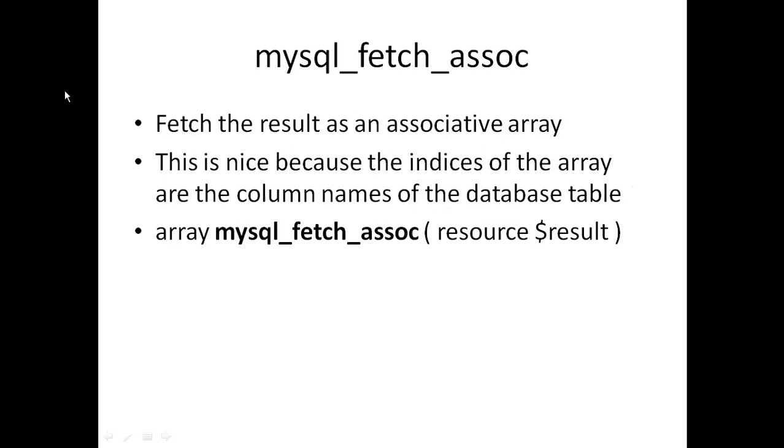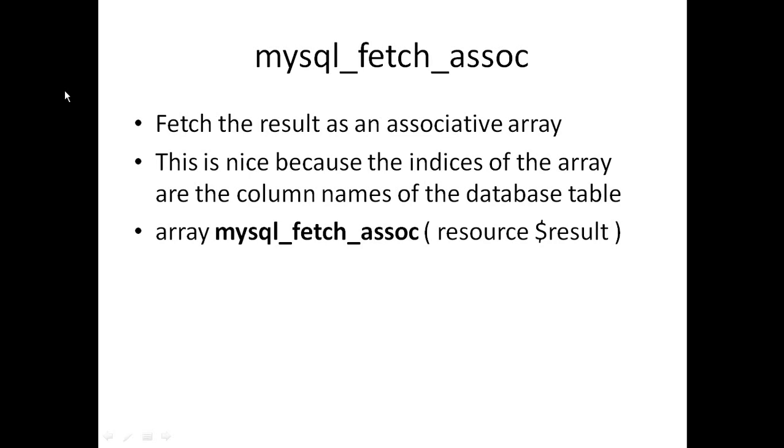You also have mysql_fetch_assoc, and this fetches the results as an associative array. This is nice because the indices of the array are the column names of the database table. Whereas with mysql_fetch_row the indices are numbers representing the actual column number, using fetch_assoc you get the indices being the column names. So that, say, if you added a column into the middle of a database table, you wouldn't have to change all your fetch_rows.